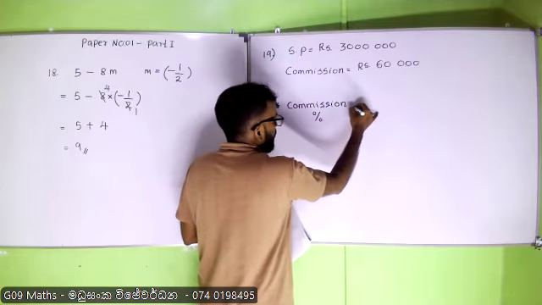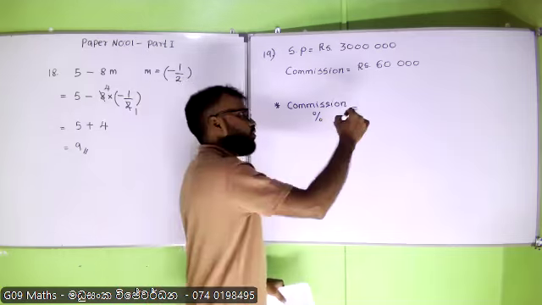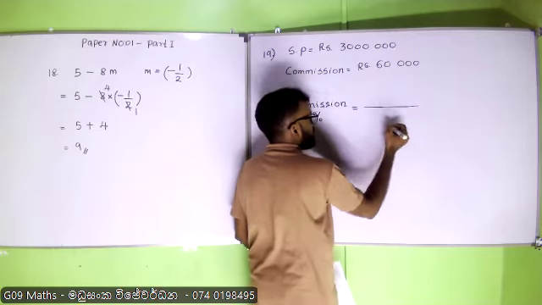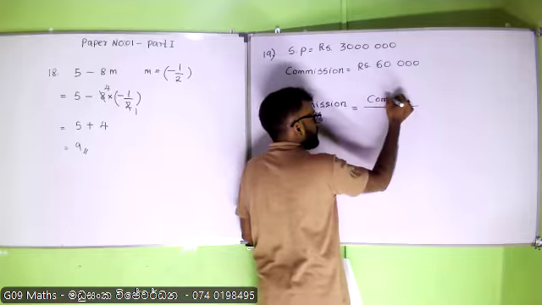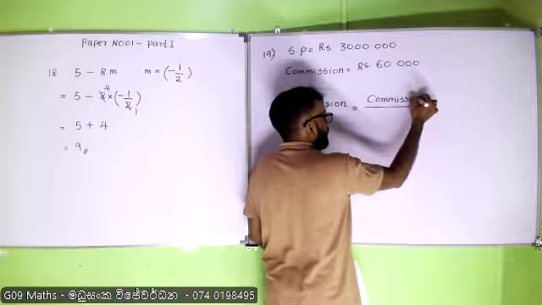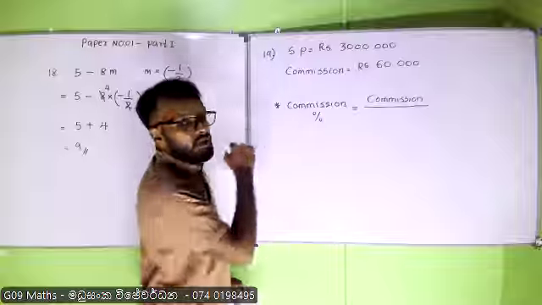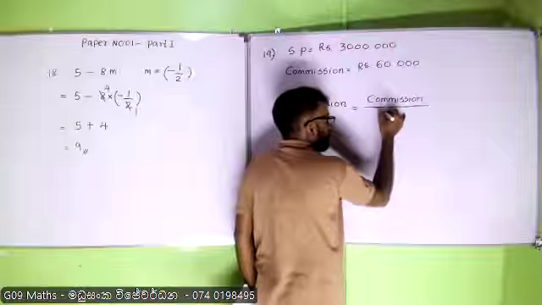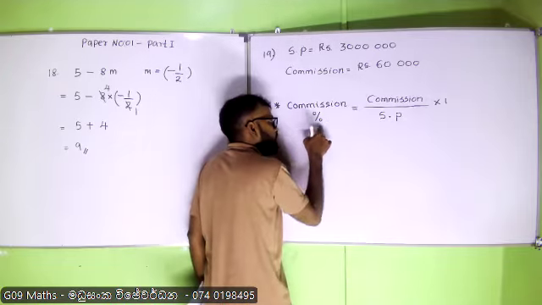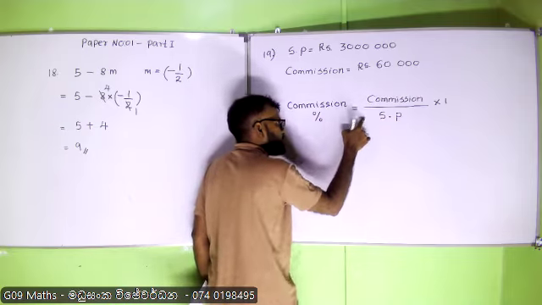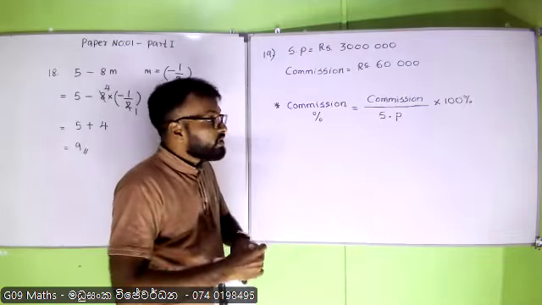Commission percentage equals, so we are calculating commission percentage. What should come to the numerator of this fraction? Commission. We need to put commission here. We are going to compare this commission with which value? The selling price. Commission divided by selling price, multiplied by, we are finding percentage, so we need to multiply this fraction by 100%. This is the way you are going to derive the formula.